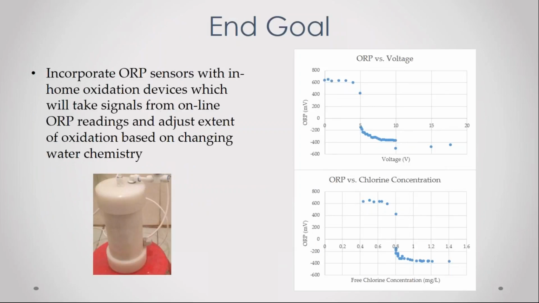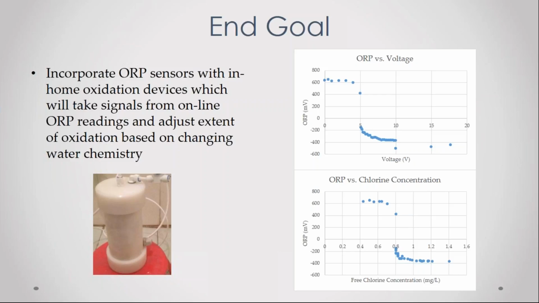Our end goal is to incorporate this ORP sensor into some kind of in-home water treatment system, not so much absorption or reverse osmosis, but again, we're really concerned about disinfection. So we've come up with a device that creates many different secondary oxidants. For example, it creates chlorine, ozone, hydroxyl radicals, and other things that we have yet to measure. But I just wanted to show you what ORP versus voltage, and ORP versus chlorine concentration, shows.